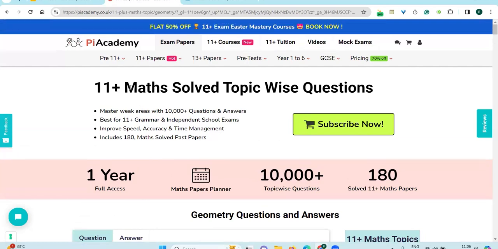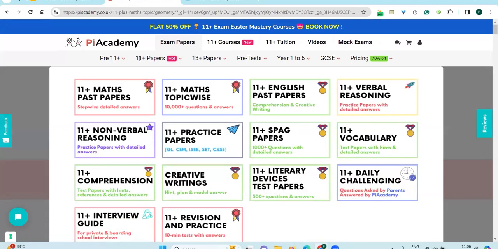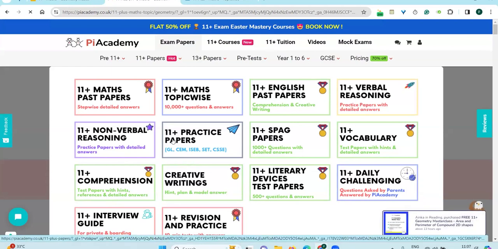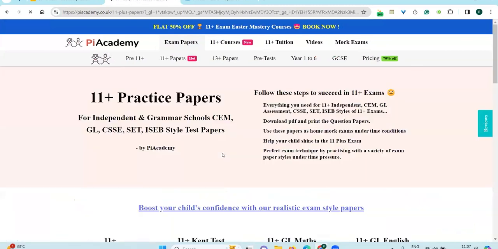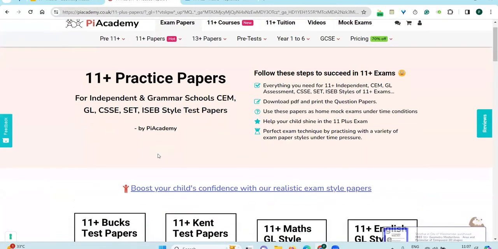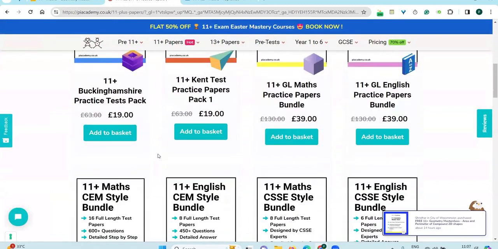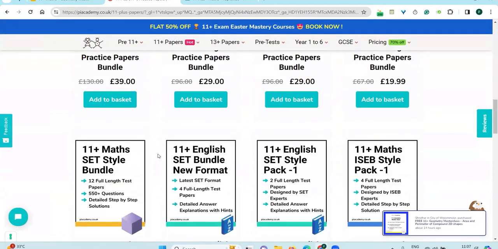So meanwhile, I will just give you a quick look into what we have here at Pi Academy. Under 11 plus papers, you would see that we have all the past papers and practice papers that top grammar and independent schools have asked in the past multiple years. So we have maths, English, verbal reasoning, non-verbal reasoning, SPAG, vocabulary, literary devices, comprehension pieces, creative writing pieces. And those of you who are looking for a more board-specific practice, you can click on our 11 plus practice papers. And here we have GL, CEM, ISEB, CSSE, and SAT board-specific papers. So you can view the past papers, you can view the board-specific practice papers.